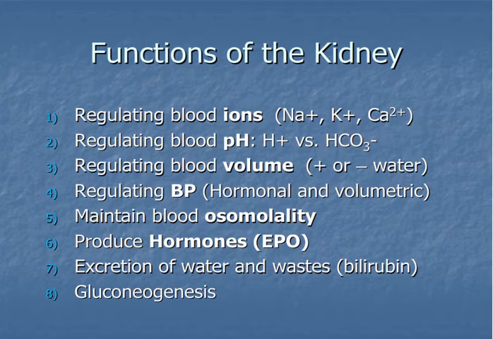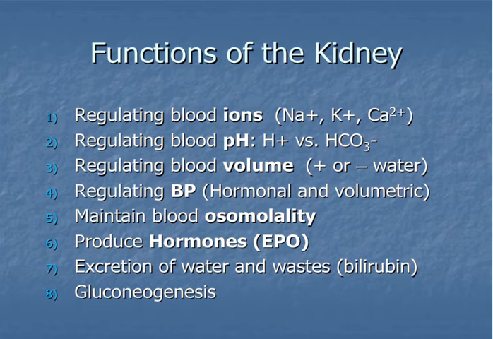Okay, there's a lot of different functions for the kidney. One of the functions is to regulate the concentration of various blood ions or electrolytes. These are things such as sodium, potassium, and calcium. It also helps us to regulate blood pH by regulating the balance of hydrogen ions and bicarbonate ions. And it also is essential for regulating blood volume. Remember that if you drink a very large quantity of fluid, that fluid gets absorbed in the small intestine, and if that fluid is not pulled out of the bloodstream, we can look at a large increase in blood pressure and a large increase in blood volume.